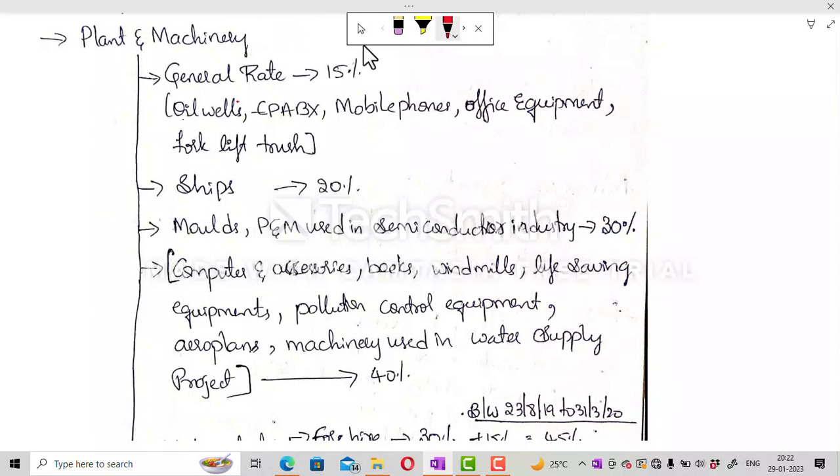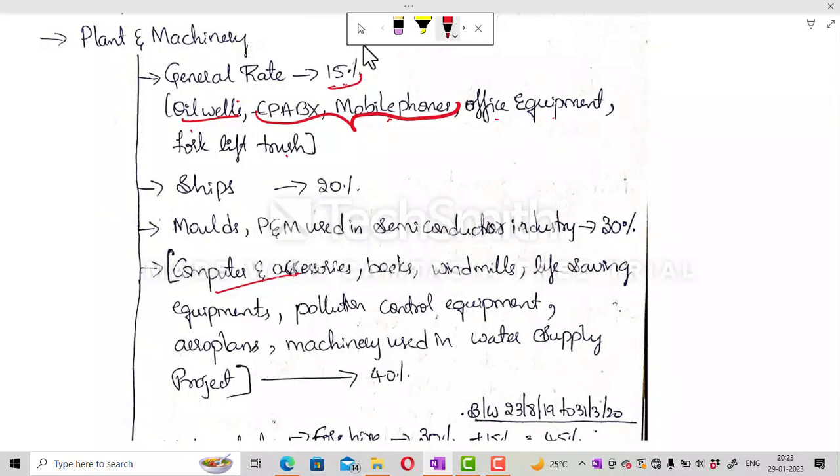Specifically, I have given some examples here. If they mention these, we should take 15%: oil wells, EPABX, mobile phones, office equipment, forklift truck. A forklift truck means a vehicle used within the factory to move goods here and there. We should not consider it a motor vehicle; we should take it as plant and machinery and take depreciation of 15%. See, these two also we should not combine in computers and accessories. We have to take this as plant and machinery and tax it at 15%.